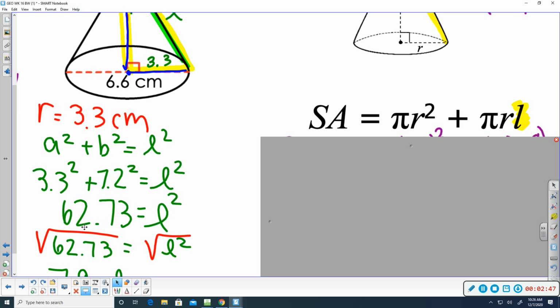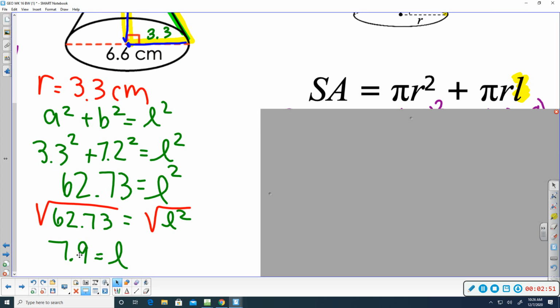Then you can actually type this in Desmos. Do the square root of 62.73, and you get that 7.9 is equal to L. We just have L left on the right-hand side, remember, because squaring and taking the square root are inverse operations. They undo each other. So now that we know that r is equal to 3.3 and L is equal to 7.9, we're just going to take those numbers and substitute them into our surface area formula.